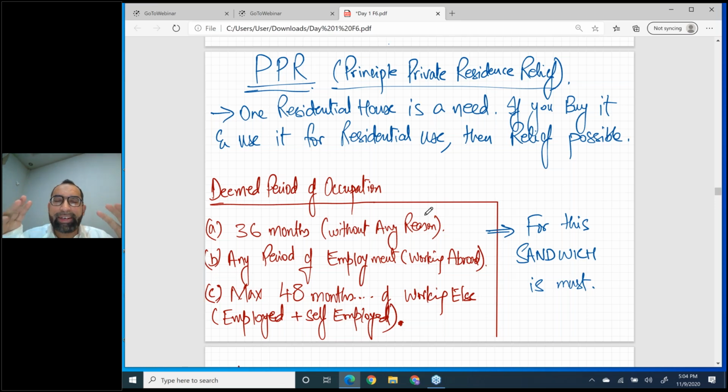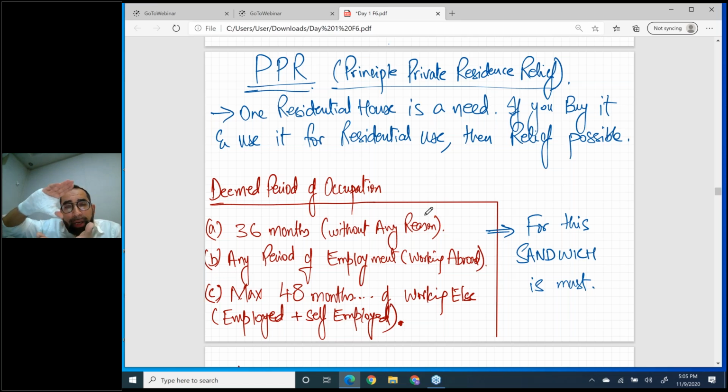Now the real point. This deemed period relief, A, B, C, look at me. This ABC relief is only available when you make a sandwich. Look at my screen, my video is on. This ABC relief is only available when you make a sandwich. Sir, what do you mean by sandwich? Have you seen a sandwich? It is when this absence period is covered by actual period of occupation.